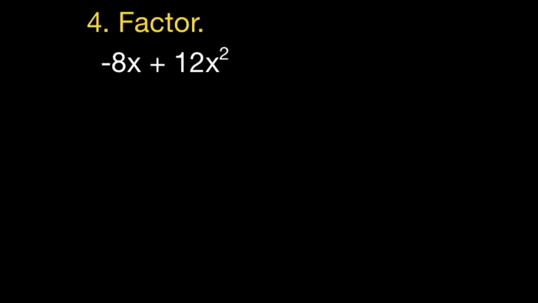I want to conclude this tutorial by looking over one final example. Example 4, negative 8x plus 12x squared. First, we are going to look at the coefficients 8 and 12, and we have to decide what would be the greatest common factor. After a few moments of thinking, we should come to the conclusion that we can factor out a 4. Notice that there's a negative in front of the 8, so I'm actually going to be factoring out a negative 4. And negative 8x divided by negative 4 gives me a positive 2x. And then a positive 12x squared divided by a negative 4 gives me a negative 3x squared.